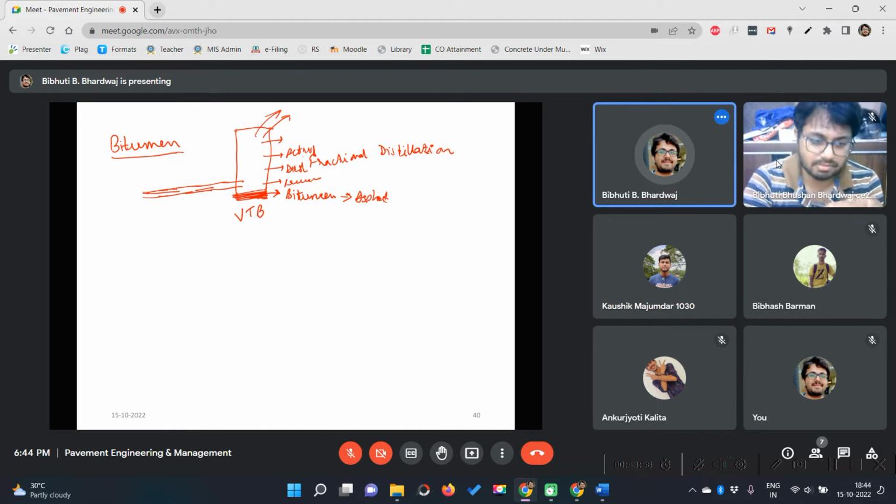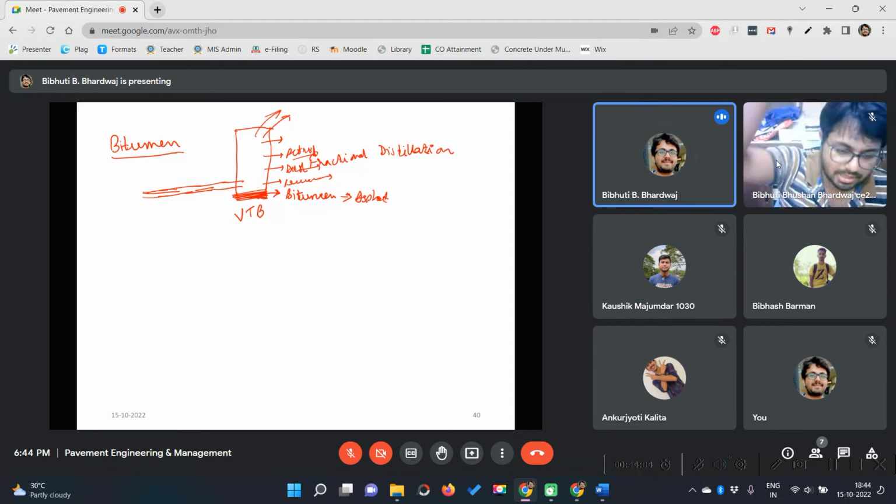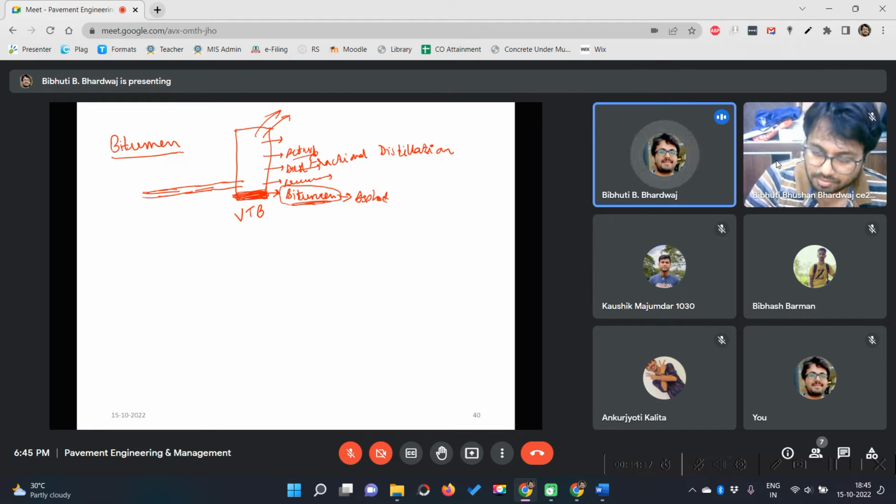So based on their boiling points, these liquids will evaporate at different heights. Okay. So bitumen is obtained from the bottom of the tower. So this is bitumen. I think all of you have seen at least how bitumen looks, right? Yes, sir. Okay. So what is the state of bitumen?